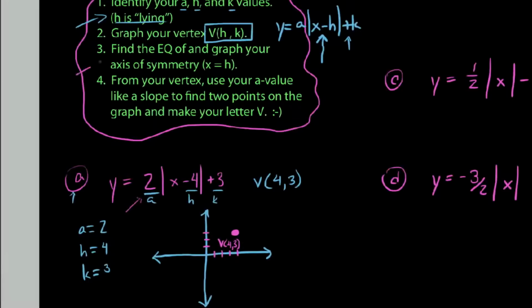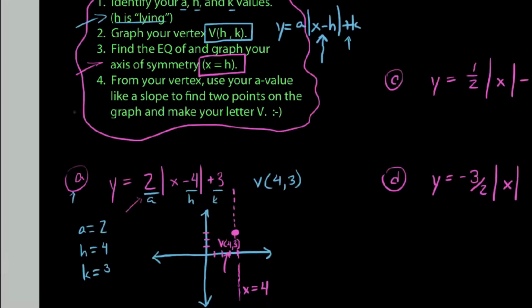Now step 3 is this: we're going to find the equation of and graph our axis of symmetry. The axis of symmetry is that vertical imaginary line that runs through the vertex. It basically says our graph looks the same on the left of this line as it does on the right. This has the equation x equals 4 in this case. The way I can know this in general is that it has to have the same x value as our vertex, because it goes through the vertex.